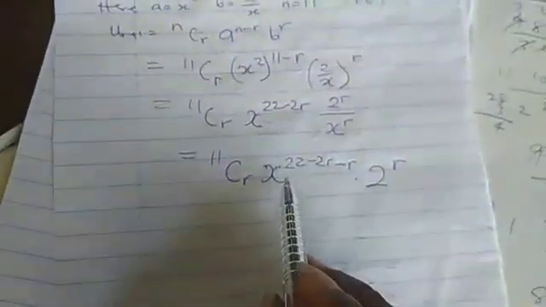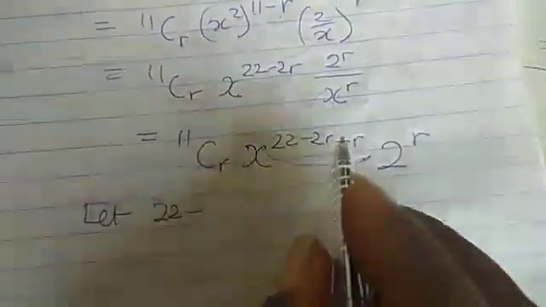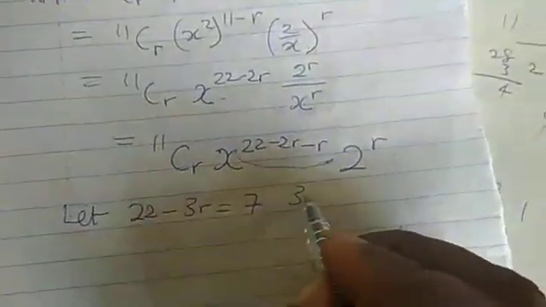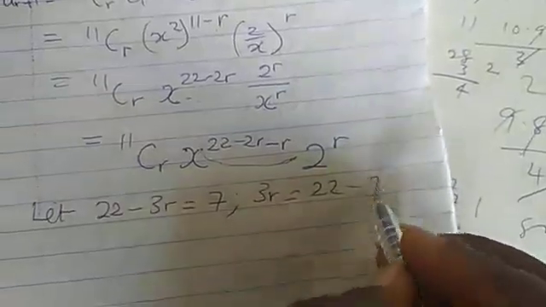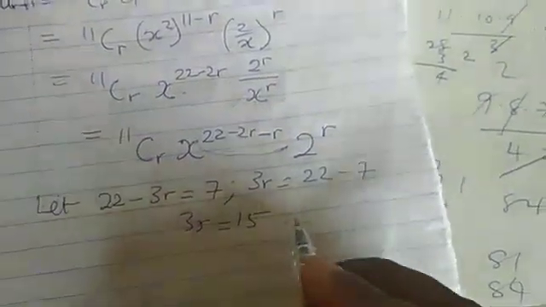Now, we come back to the question. We are looking for the coefficient of s raised to power 7. That means we have to make the whole power equal to 7. In that case, I will now say let 22 minus what we have there, 3r, equal 7. 3r will be equal to 22 minus 7. 3r equals 15. Therefore, our r is equal to 5.